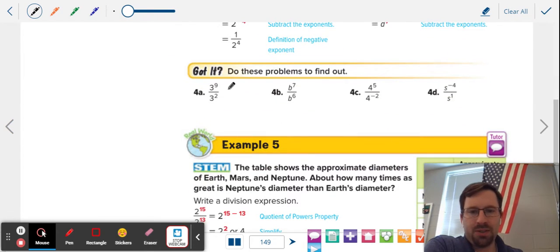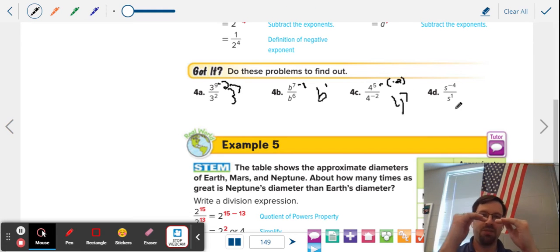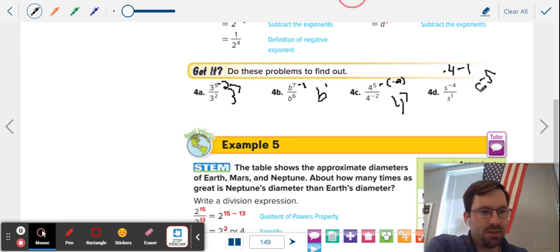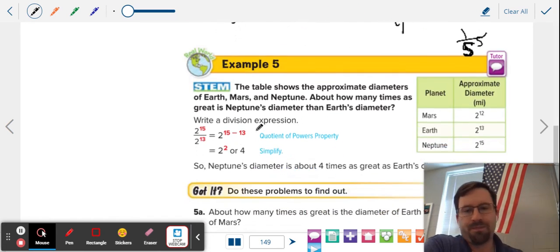So here, 9 minus 2 is 7, so 3 to the seventh minus 2. 7 minus 6 is 1, so just b to the first, or just b. Now, when you have a negative you're taking away, 5 minus negative 2 is really 5 plus 2, 4 to the seventh. If you remember, because you're doing the opposite of a negative, which is a positive. Starting with a negative and taking away, negative 4 minus 1 actually makes it more negative. So this is s to the negative fifth. Make it positive by putting it on the bottom of your variable.